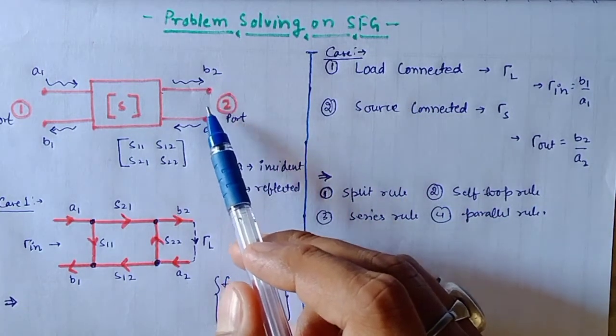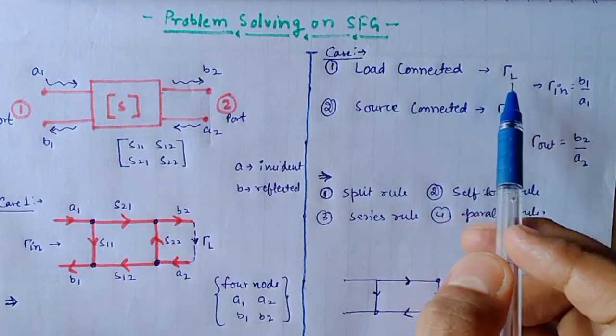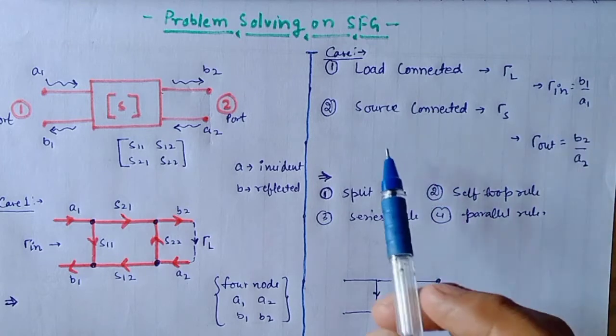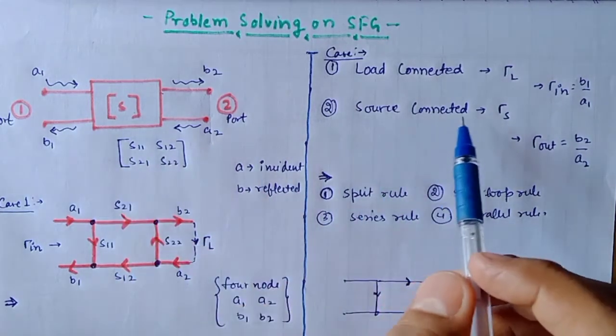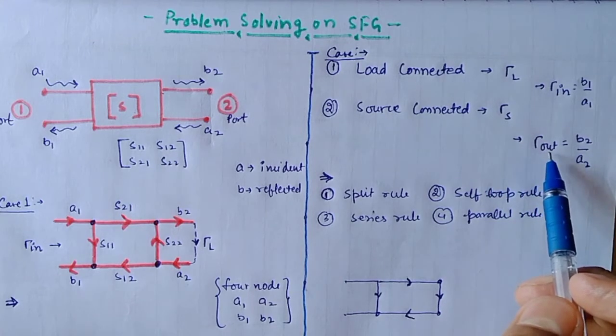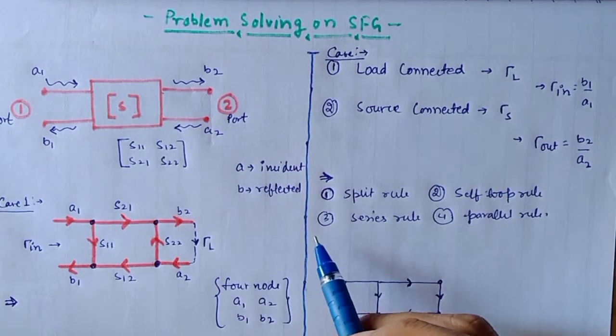When I connect the load, there will be reflection in terms of gamma L, and we will find out the gamma in. It means the relation between B1 and A1. And when I connect a source, there will be reflection in terms of gamma S, and we will find out the gamma out, which is nothing but B2 by A2.